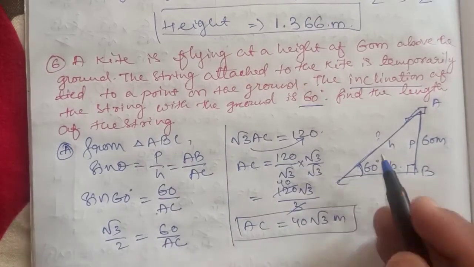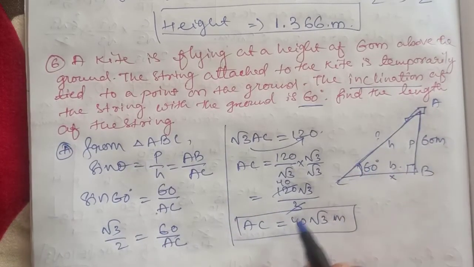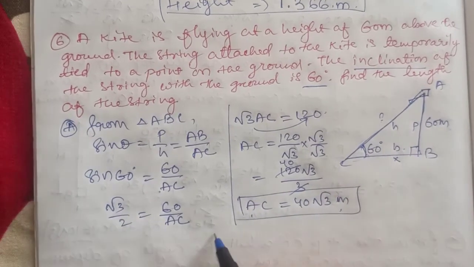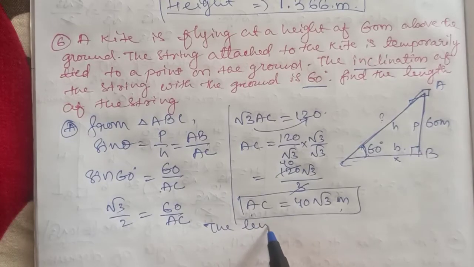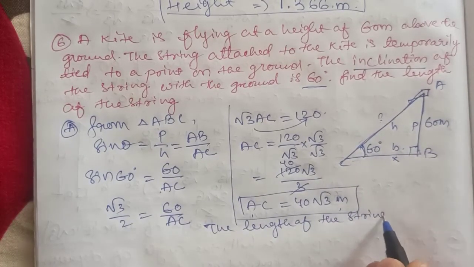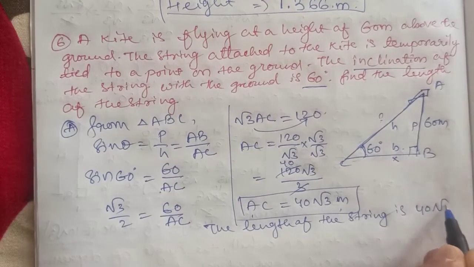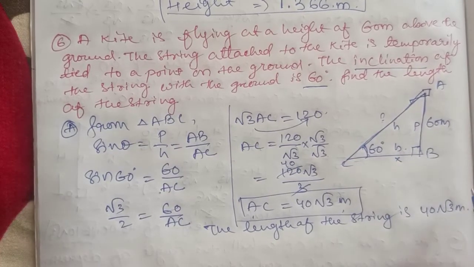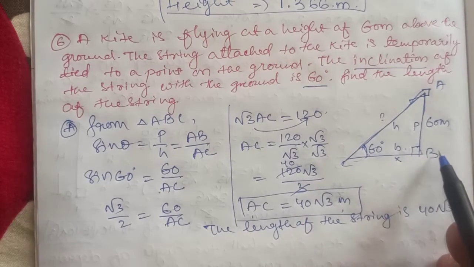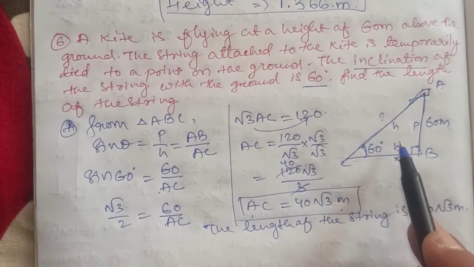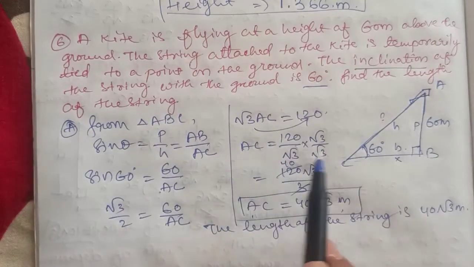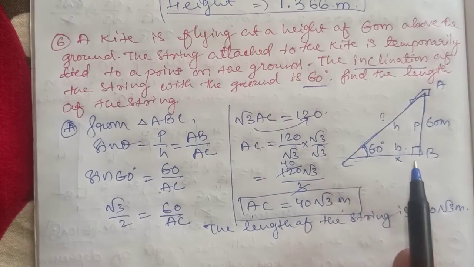That means the length of the string is 40 root 3 meter. The important part is that you have to draw the diagram carefully. If you can draw the diagram properly, then you can easily find the answer to whatever is asked in the question.